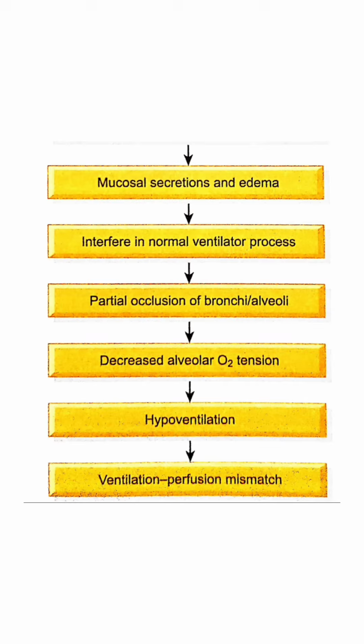Decreased alveolar O2 tension. The compromised ventilation and impaired gas diffusion cause a decrease in the partial pressure of oxygen, O2 tension, within the alveoli. Hypoventilation. The overall effect is hypoventilation, meaning inadequate ventilation of the lungs, leading to a reduced amount of oxygen entering the bloodstream and potentially an increase in carbon dioxide.